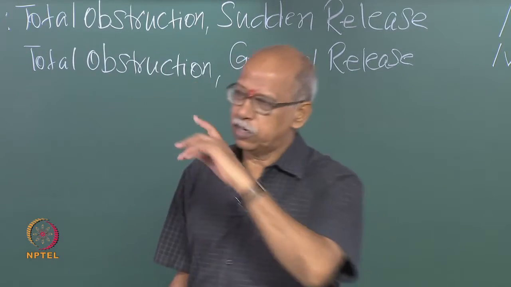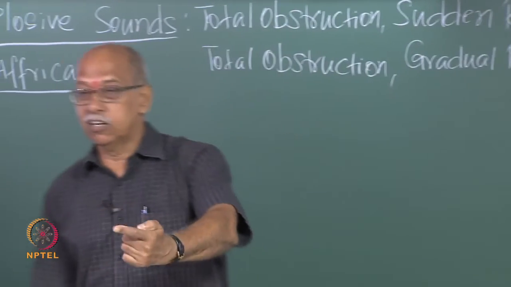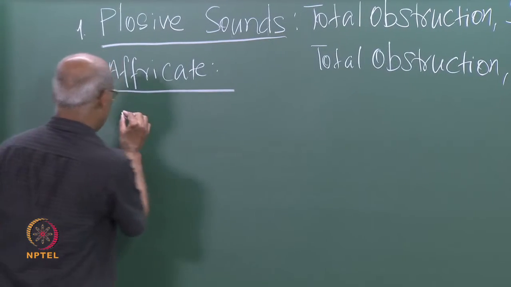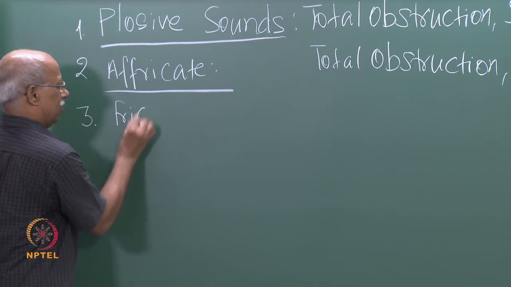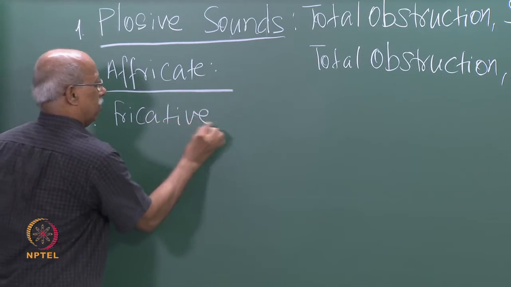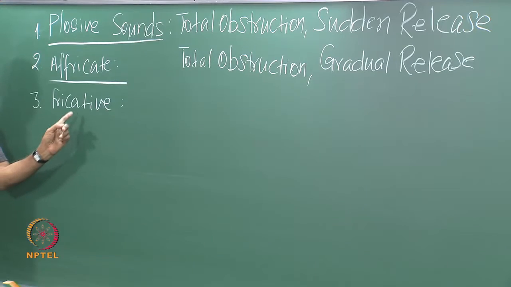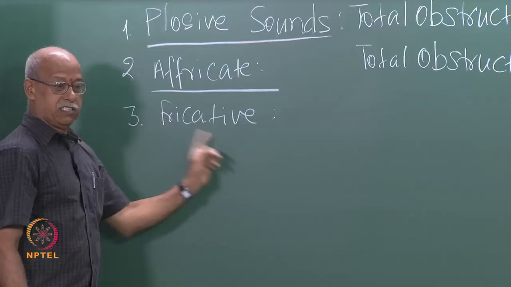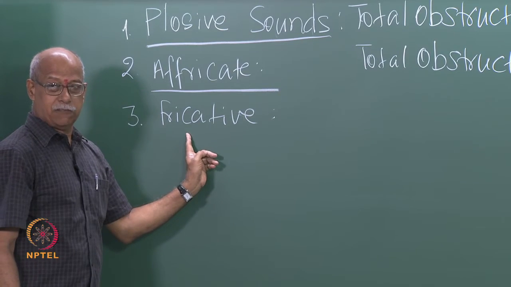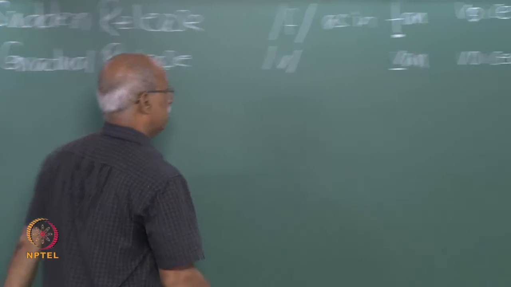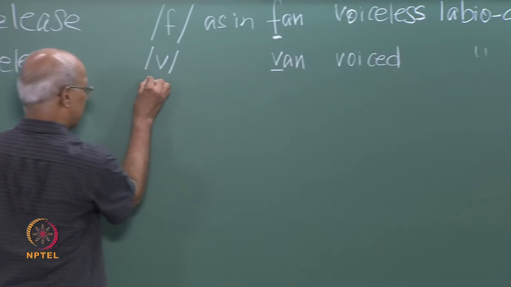So, let us not call it third class, let us call it third type. The third type of consonants are called, what are they called? Please pronounce it. Fricative. Many of us in India pronounce it incorrectly. What is it? Fricative. Okay? Let us look at the next example.